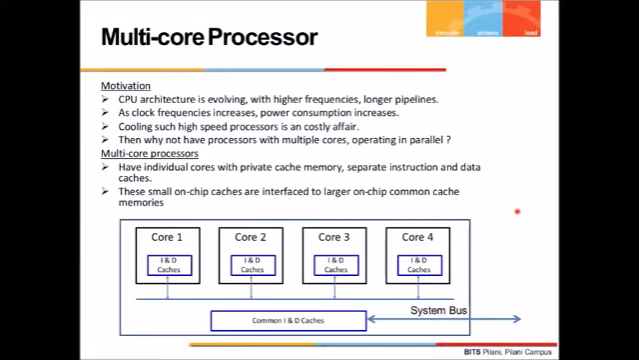So we briefly discussed different aspects of processors in the last class. We discussed CISC and RISC architecture also. Now we'll start with multi-core processors. So why multi-core processors?